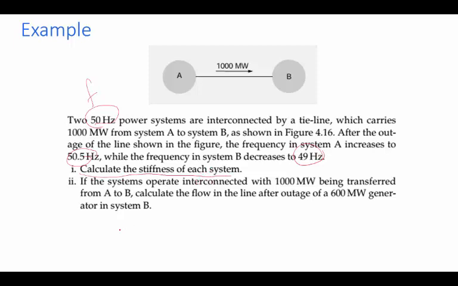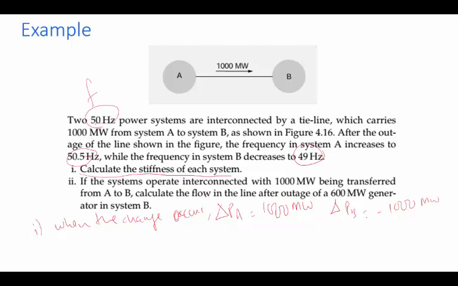Okay, so what is the stiffness? Stiffness is KA and KB. So to answer question 1, when the change occurred, delta PA equals 1000, right? Because it's 1000 megawatts transferred from A to B, and delta PB is minus 1000 megawatts, because this one is going out, so it's positive. The receiving one is negative.